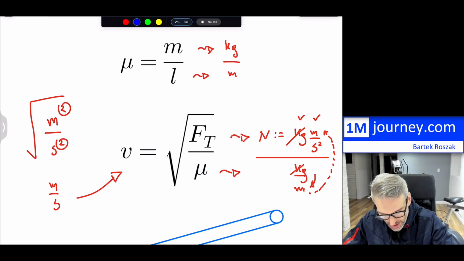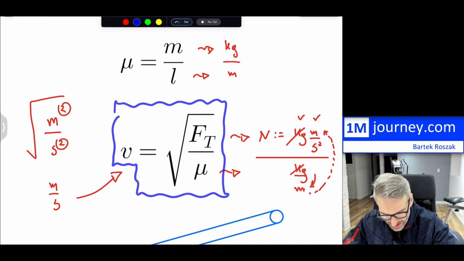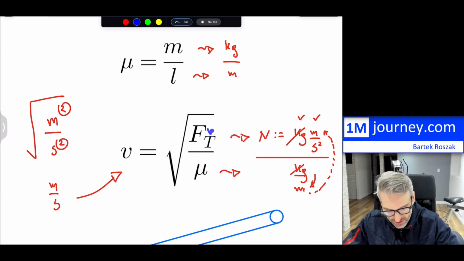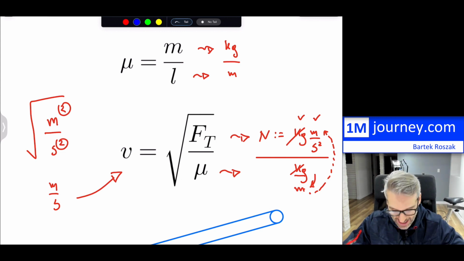So for you, I want you to know that if you take these uniform strings, you can find out what the speed is by knowing what the tension is and what the linear density is. Or if you want a certain speed, then you can find out what the tension needs to be. Let's dive into an example.